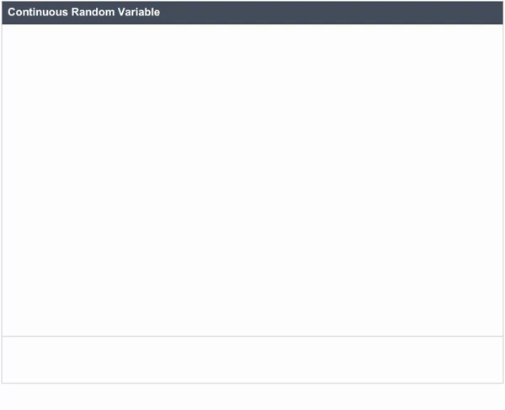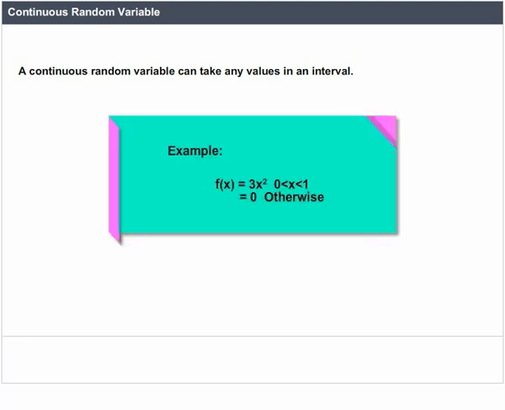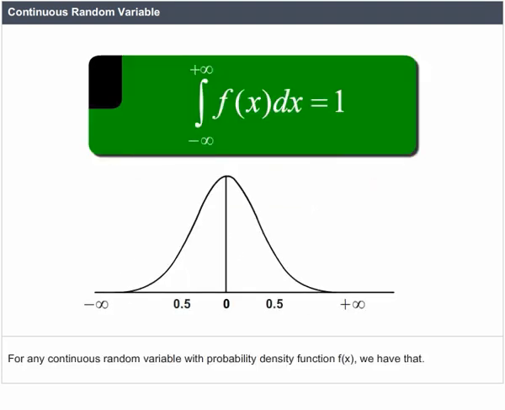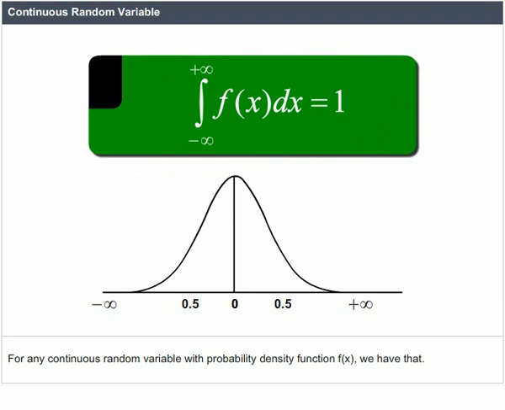Continuous random variable. A continuous random variable can take any values in an interval. Example: f of x is equal to 3x squared for 0 less than x less than 1, equal to 0 otherwise. For any continuous random variable with the probability density function f of x, we have that the integral from minus infinity to infinity of f of x dx equals 1. This is a useful fact.